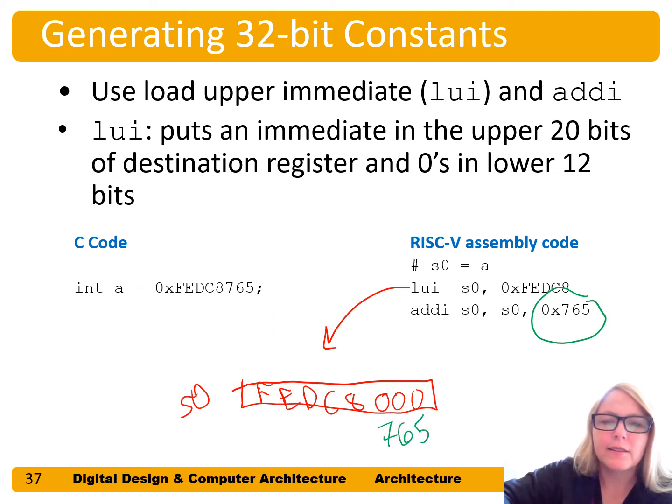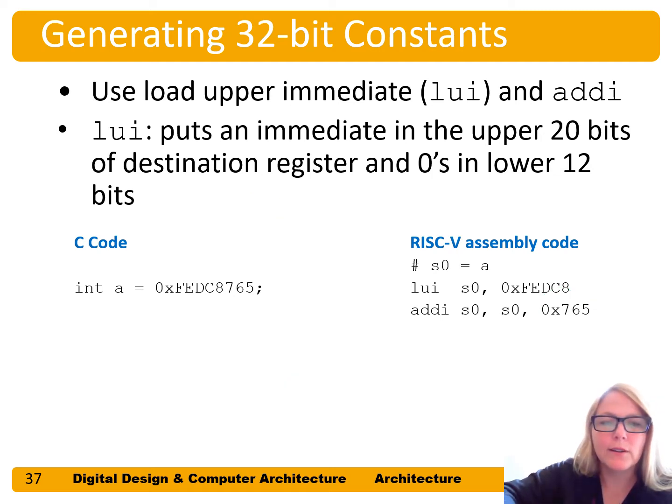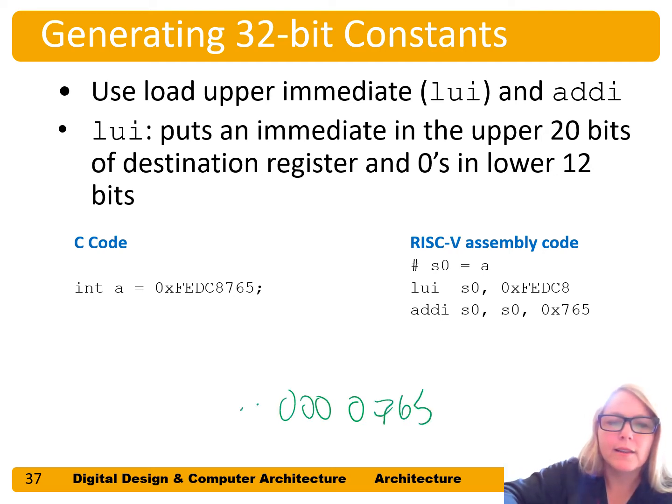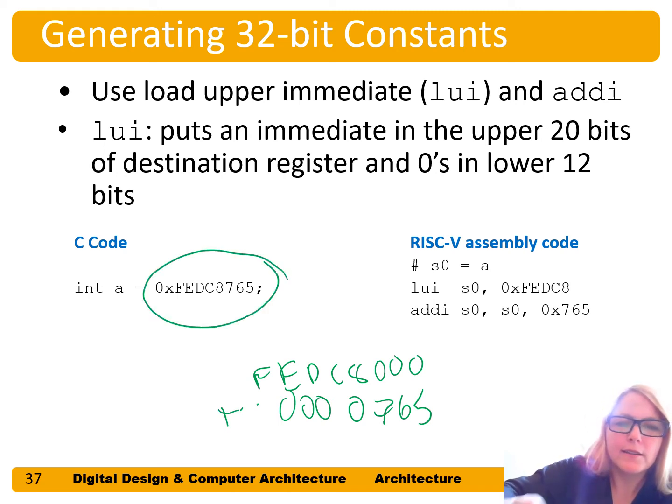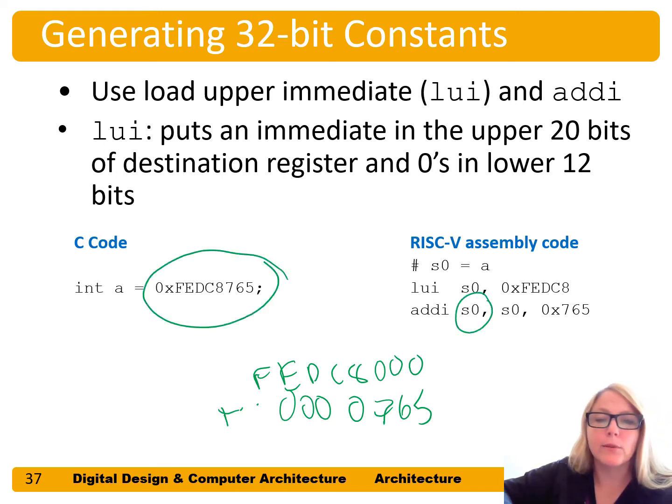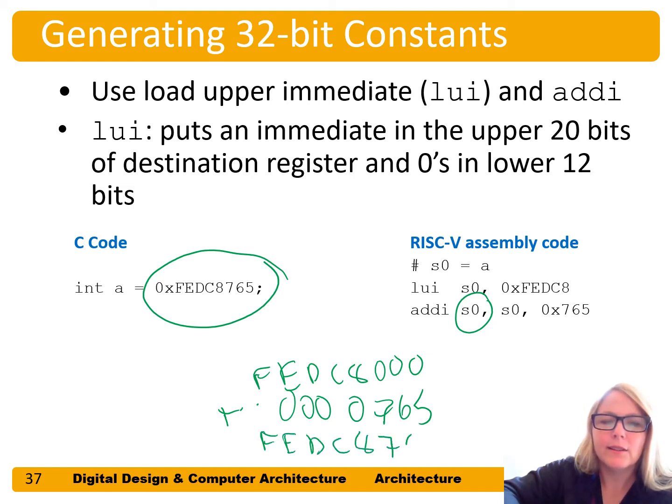765 is sign extended. Well, 7 is 0, 1, 1, 1, so that most significant bit is 0. If we sign extend it, we get a bunch of zeros in front of that. And so we get FEDC8000 plus this, and we finally get our entire 32-bit constant in register S0. If we add those together, we get FEDC8765.